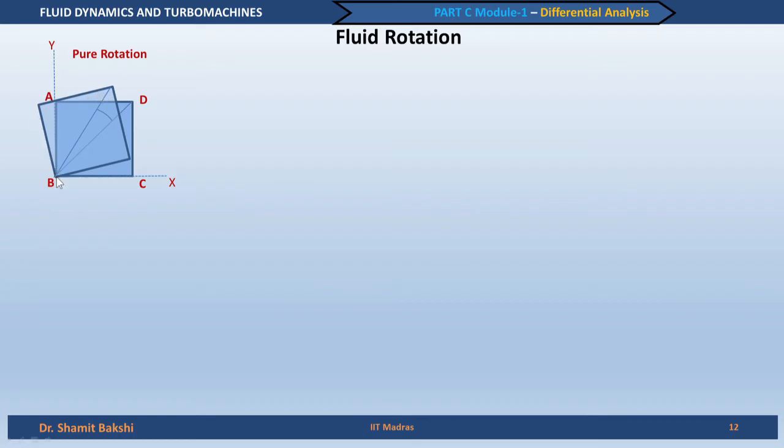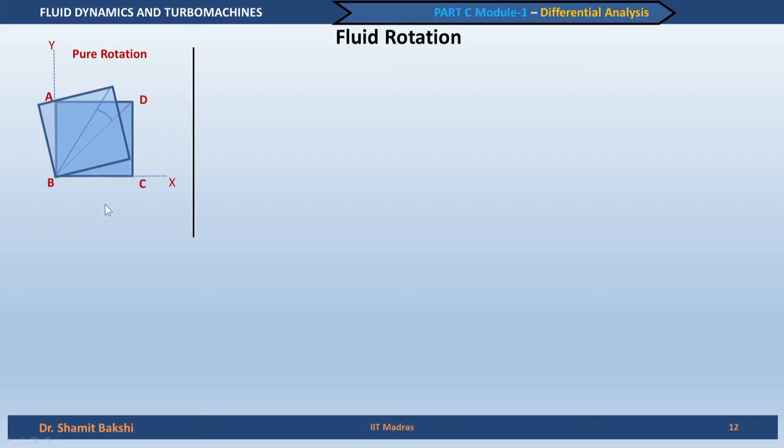If we draw a diagonal of this element represented as BD in the first position, and we take an angle, this is the angle through which this element has rotated. Of course, for this particular case, this angle is also the same; the angle subtended by any of the edges of this fluid element with its original position represents the fluid rotation, the magnitude of rotation.